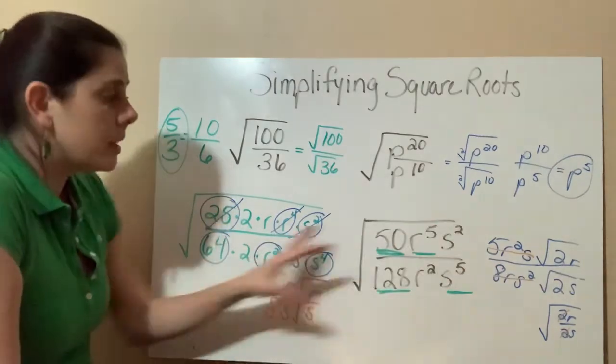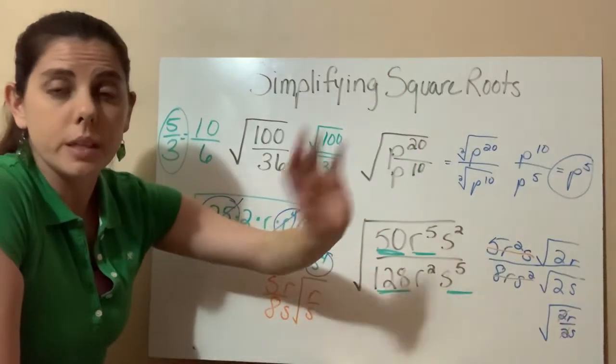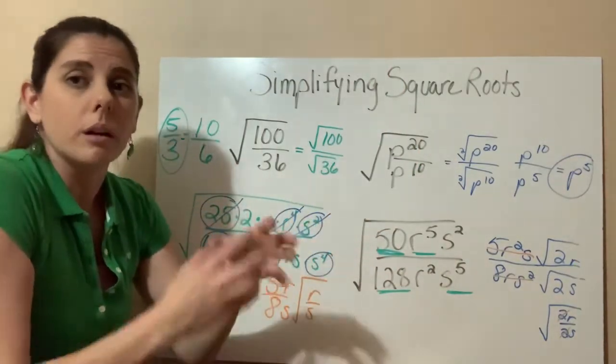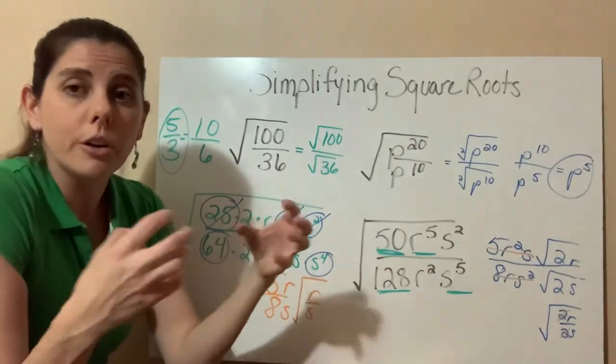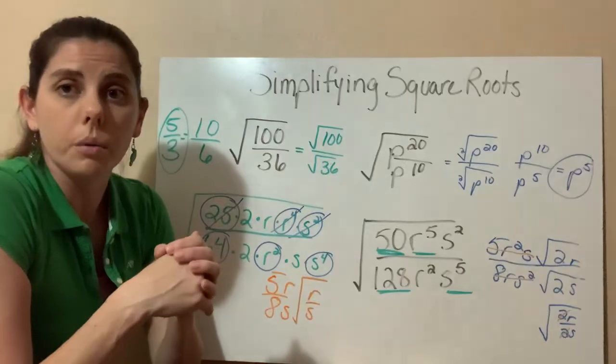So in this problem, we're using all of the different properties that we learned in chapter 6, our properties of exponents, and we're learning how to pull things apart underneath the radical sign so that we can simplify all these square root expressions.